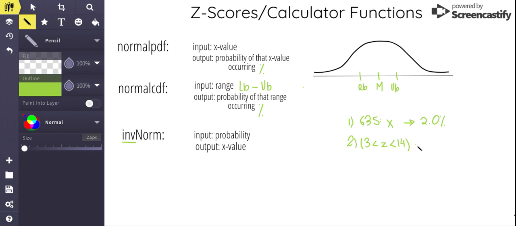And then basically go ahead and enter that in your calculator. Second vars, go to normal CDF. Lower bound is 3, upper bound 14. Our mean is going to be 7.6, and our sigma is 4.5. And then you get 76 or 77%.